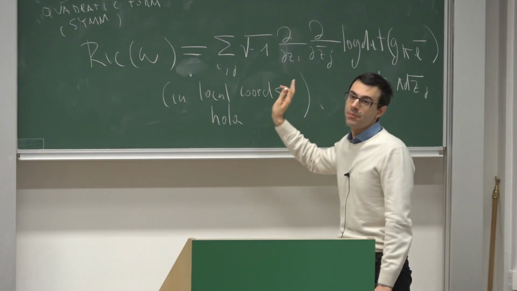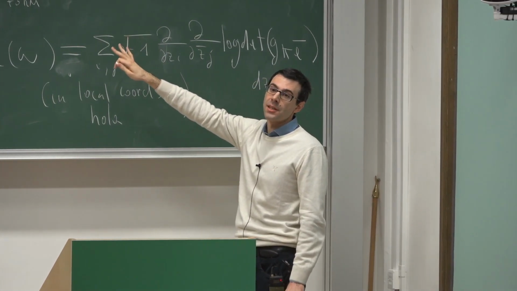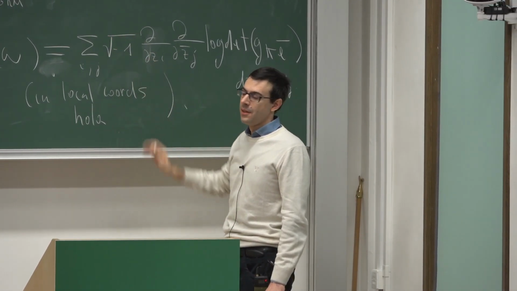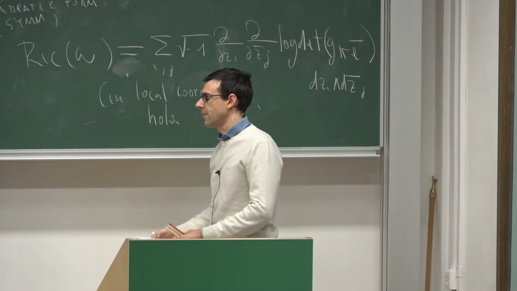It's a two form then, but it determines completely the symmetric quadratic form, which is Ricci, if you just contract with the almost complex structure tensor.